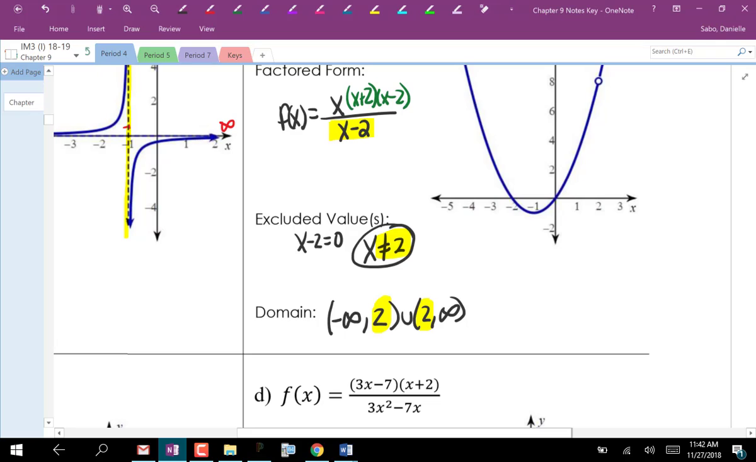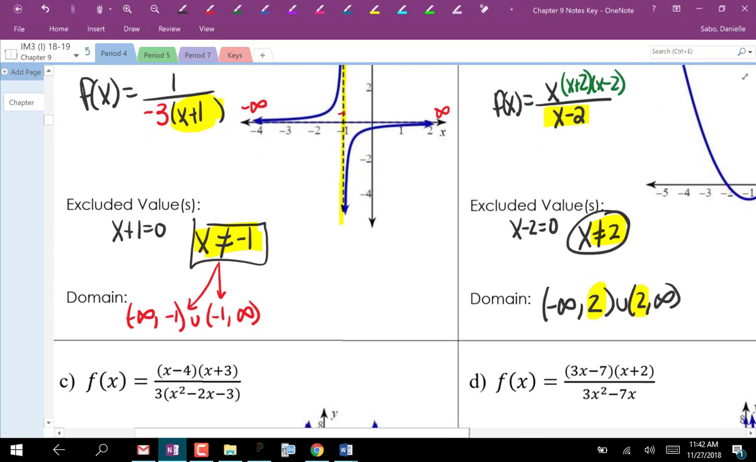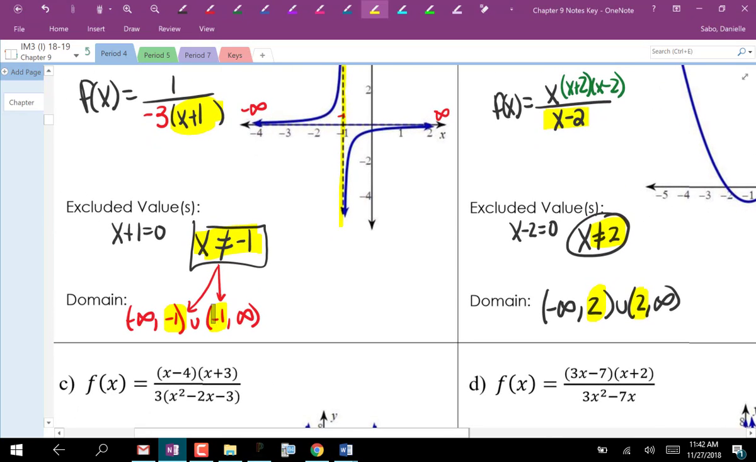Okay, if you look, all of those pieces are correlated. This tells me the excluded value, which means it's not going to exist there. And because it doesn't exist there, we have to talk about that in the domain. So that's why that 2 is represented here. And if you go back to the other problem, it's the same thing. That -1 was represented there as well. So if you look, it all goes together.